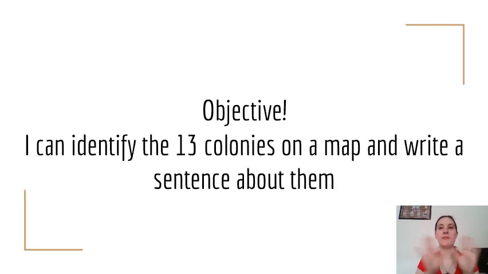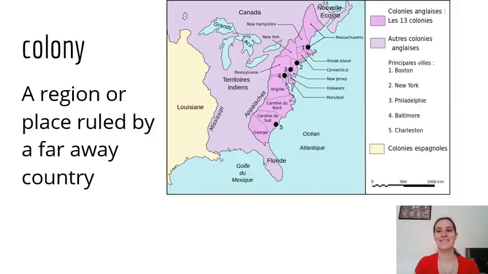Objective, we learn all about it. I can identify the 13 colonies on a map and write a sentence about them. All right, just like we're in class, right? All right, time for our vocabulary words.